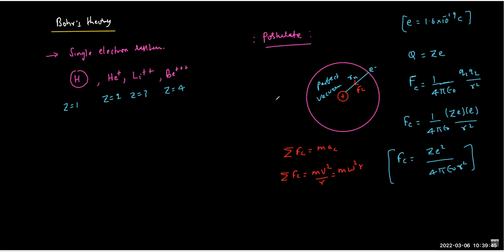So the first assumption was the circular orbit. Now what is the second assumption, which is the most important part of this Bohr theory? Angular momentum is equal to n h by 2 pi. Exactly. So this is called the quantization of angular momentum.